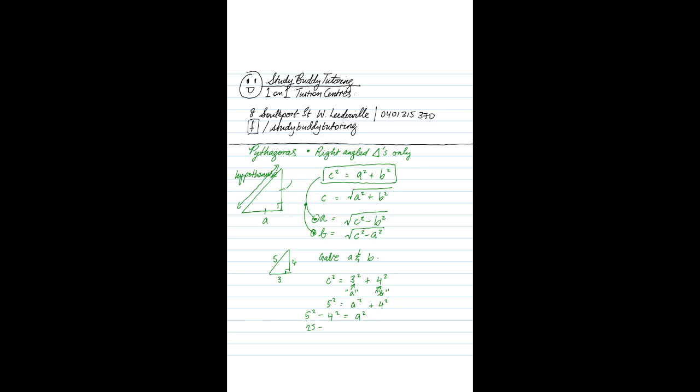25 take 16 is equal to A squared. This is 9 is equal to A squared. Square root of 9 is equal to A, plus or minus 3 is equal to A. So we discard the negative answer. So A is equal to 3.